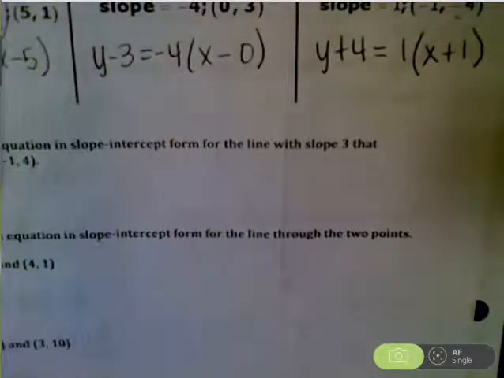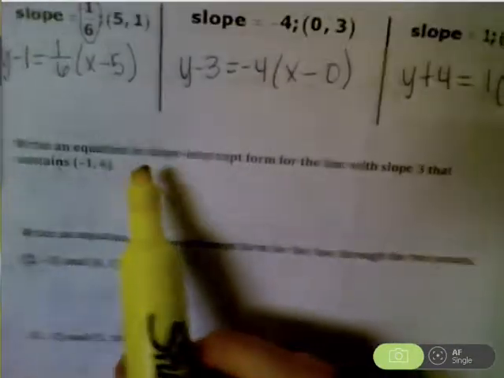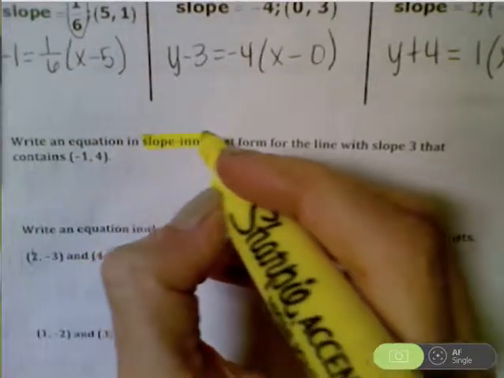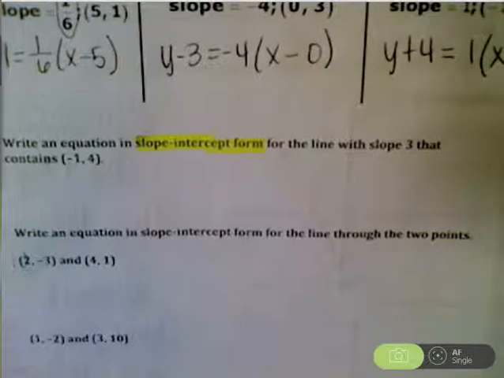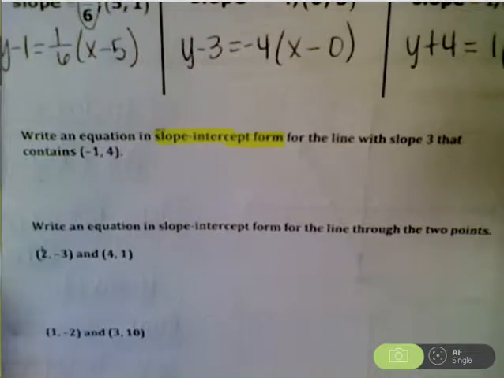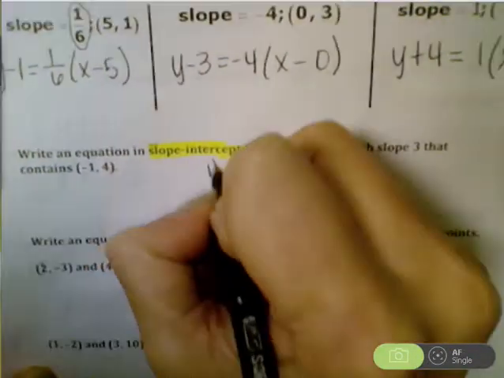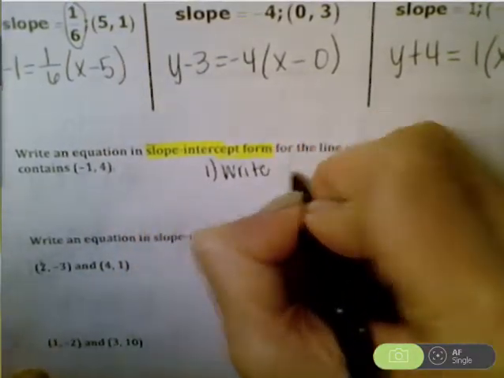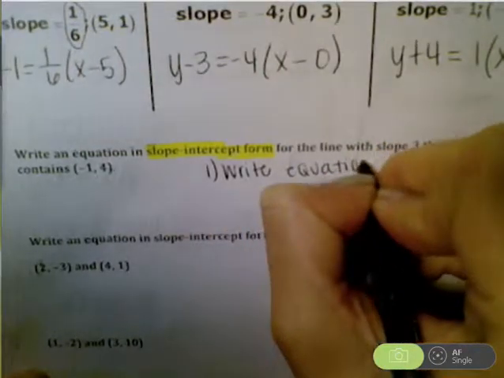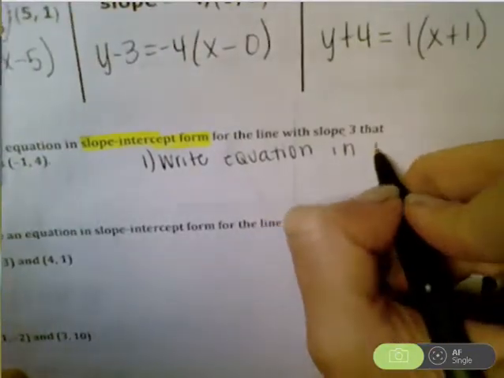Now, the next question says, write an equation in slope-intercept form for the line with the slope 3 that contains (-1, 4). So we actually already learned how to do this on Friday, but we're going to learn a little bit different strategy today. The first thing you're going to do, since you're given the slope and a point, is write the equation in point-slope form, which I'm going to abbreviate.